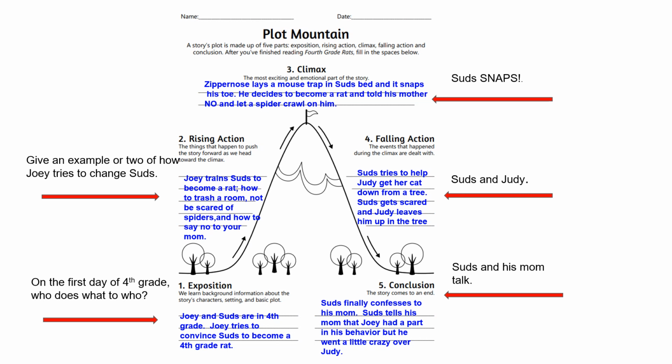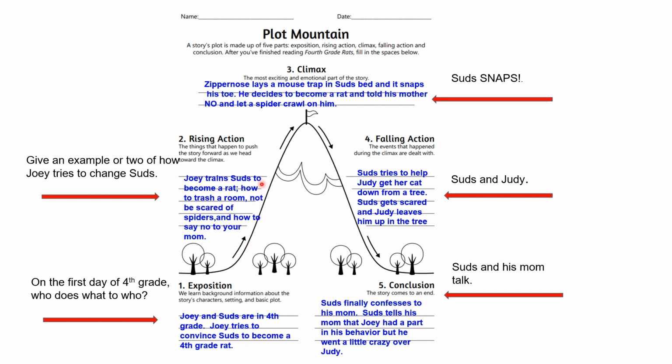My example of a plot for Fourth Grade Rats. Now, yours might be a little bit different, but I bet it's going to be basically the same. So, I started with the exposition. Joey and Suds are in fourth grade. Joey tries to convince Suds to become a fourth grade rat. I have the two characters, I have the setting in fourth grade, and I have the basic plot.